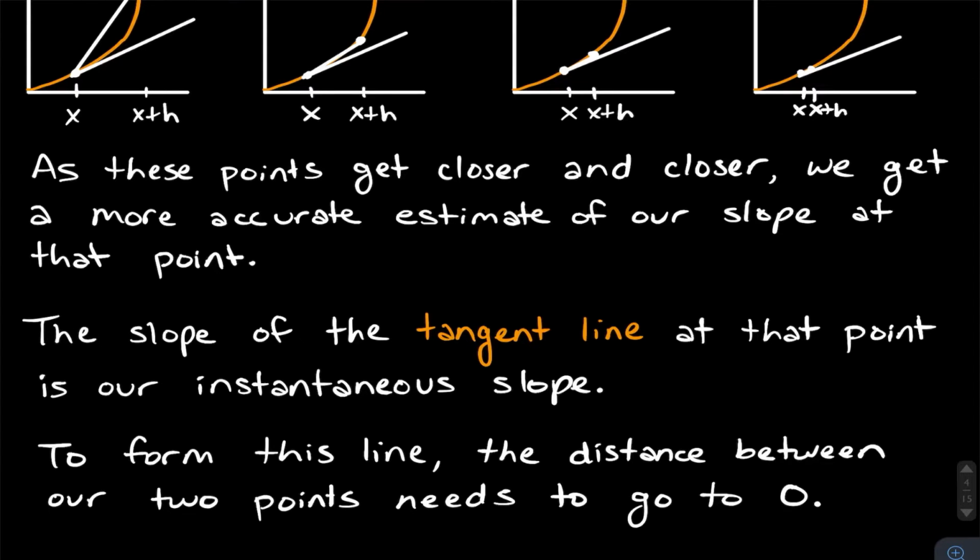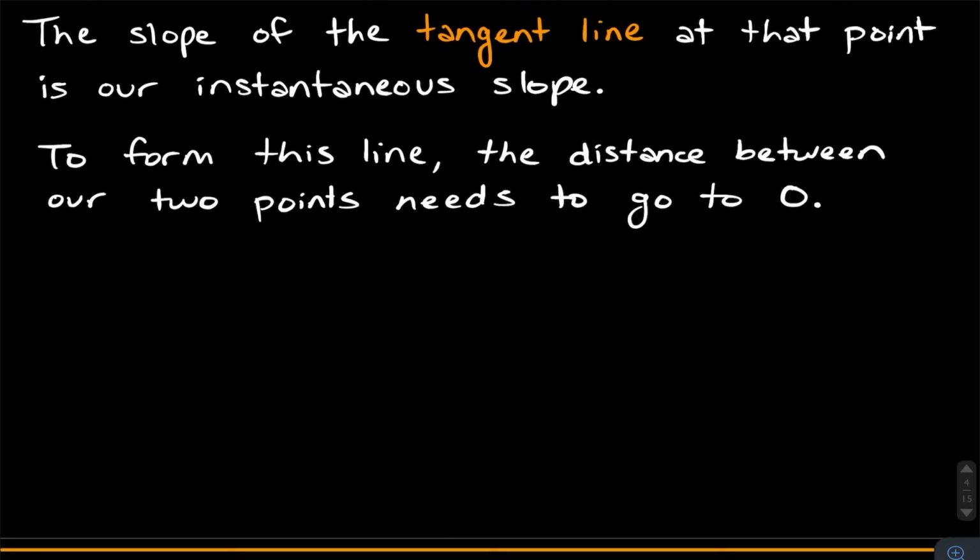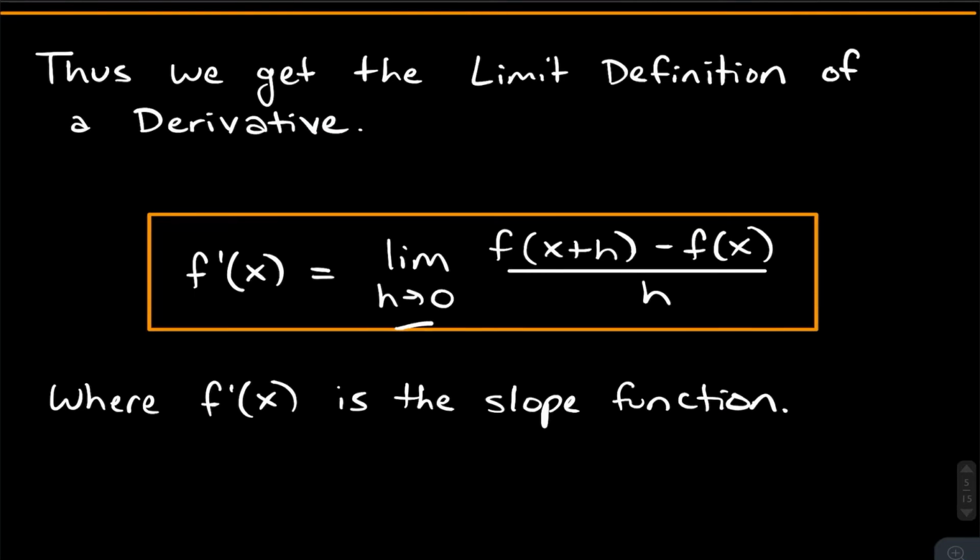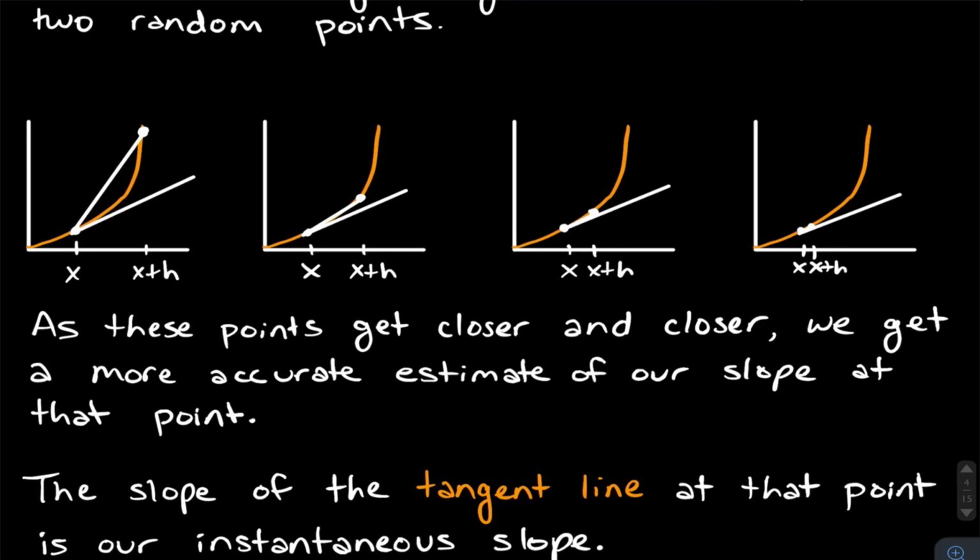Now to form this line, the distance between our 2 points needs to go to 0. And how do we do that? Well, we make a limit as h approaches 0, right? If h is 0, think about it. If h is 0, then we just have x. It'd be x plus 0, and that's x. And so we don't want h to be 0. We want it to travel to 0. We want it to approach 0 because we want to get these points so close to each other that our slope approximation is exact.